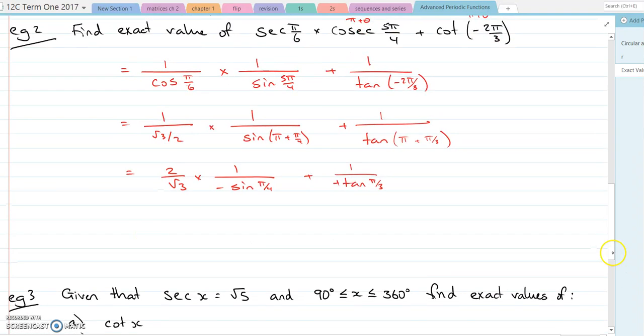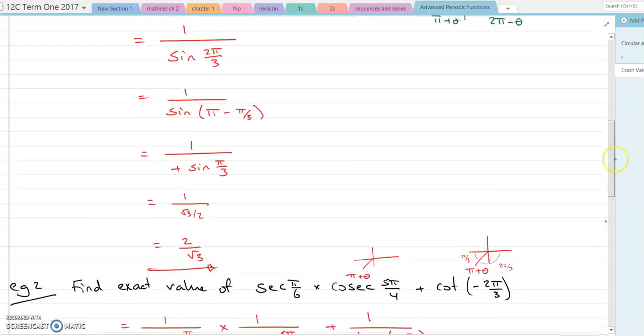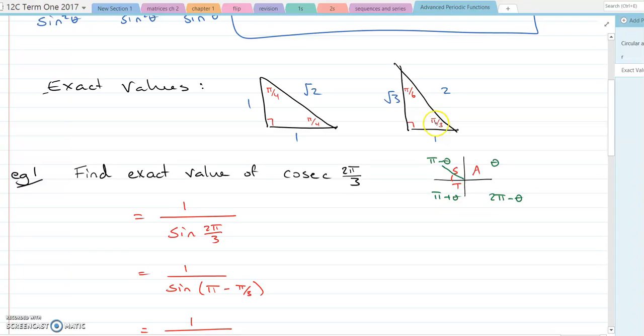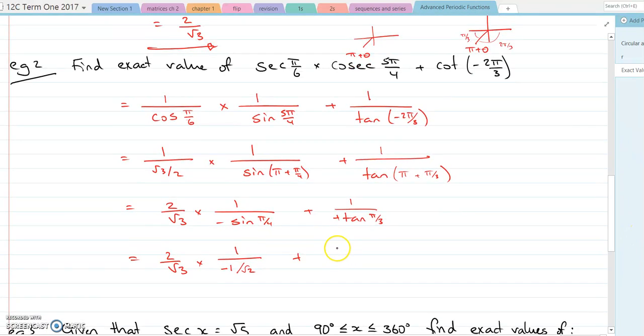So we've now got to get numbers for these. Sine of pi over 4 is 1 over square root 2, so that is negative 1 over square root 2. That's the special triangle. Plus tangent of pi over 3. Let's go back and look. Pi over 3, tangent is opposite over adjacent, that's square root 3 over 1. So we're looking at 1 over square root 3.